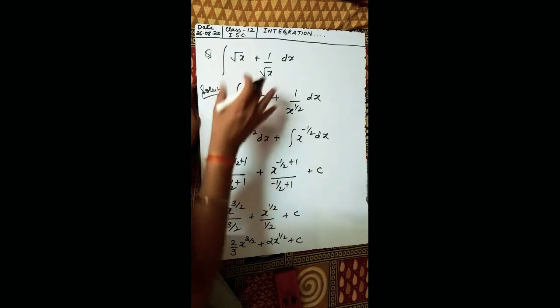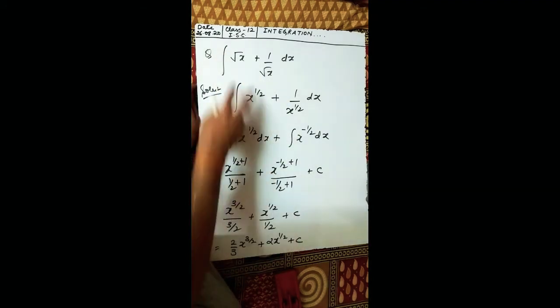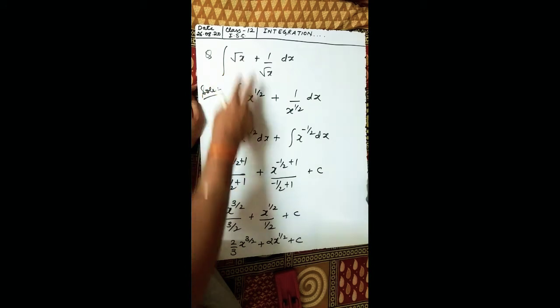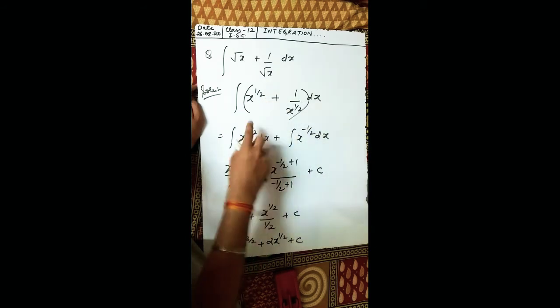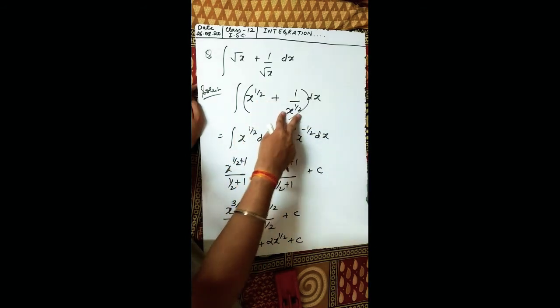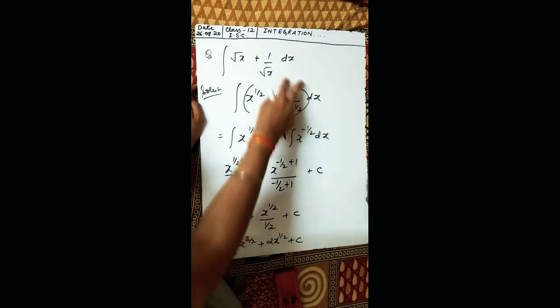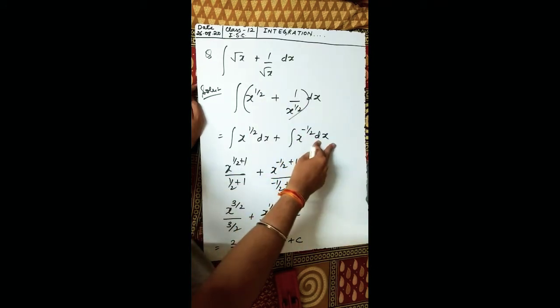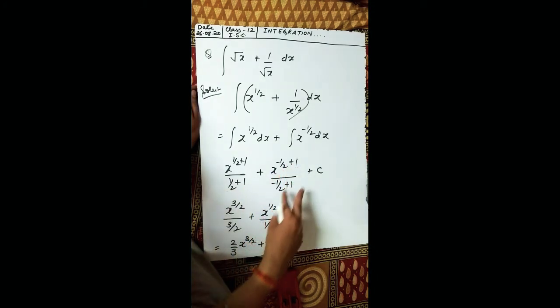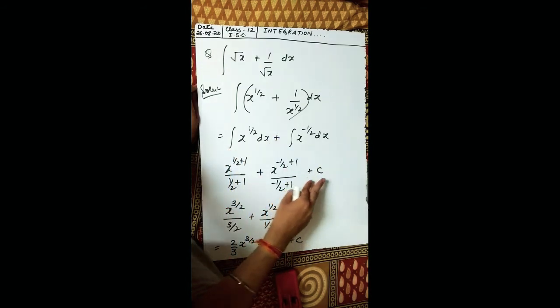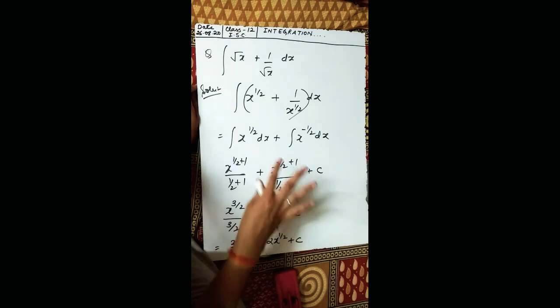See how I have done this. Under root x is x to the power half, and this is 1 upon x to the power half. Now this is x to the power half plus, taking x to the power half upstairs, x to the power minus 1 upon 2, according to the law of indices. Using the x to the power n formula here, we get x to the power half plus 1 upon half plus 1, plus x to the power minus half plus 1 upon minus half plus 1, plus c. After integration you need to put this c. This is very compulsory in indefinite integrals.